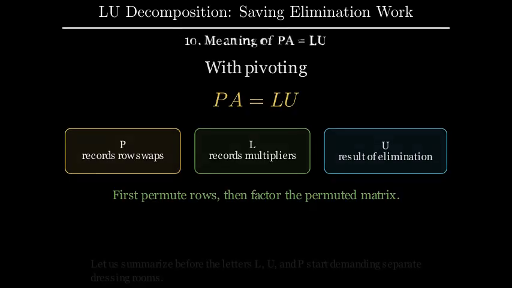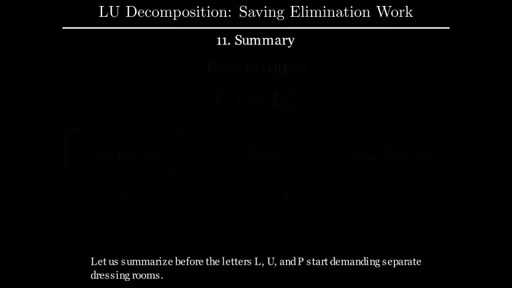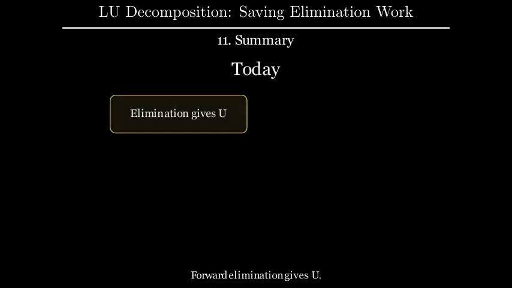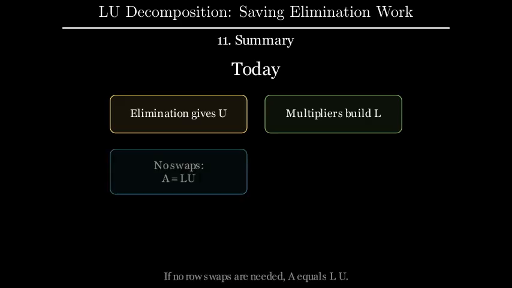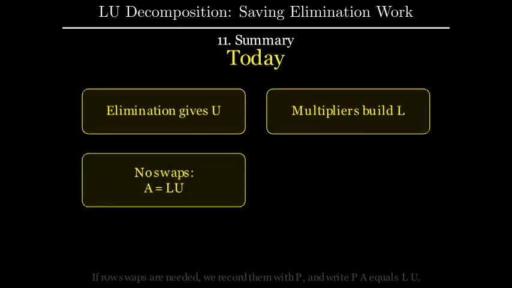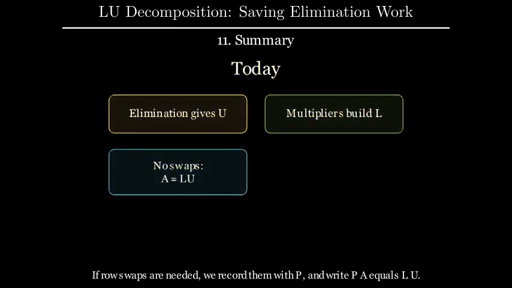Let us summarize before the letters L, U, and P start demanding separate dressing rooms. Forward elimination gives U. The multipliers used during elimination build L. If no row swaps are needed, A equals LU. If row swaps are needed, we record them with P and write PA equals LU.